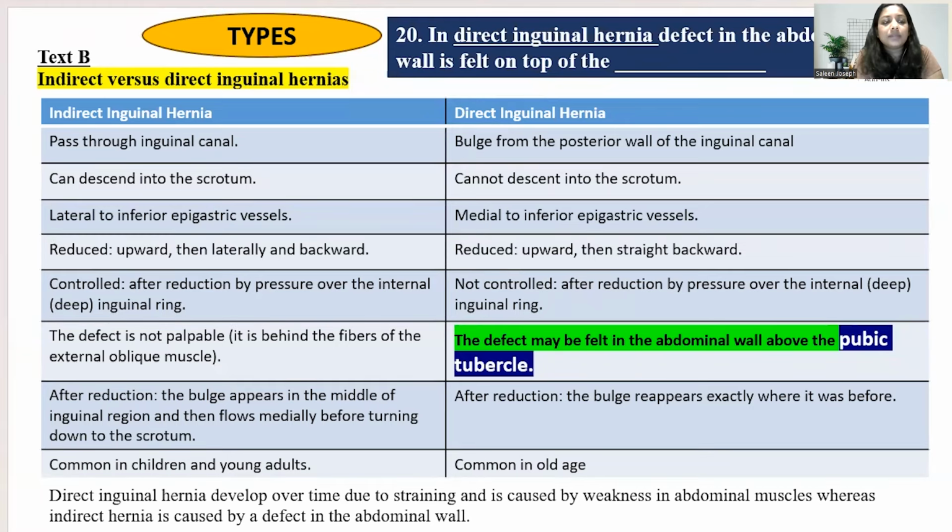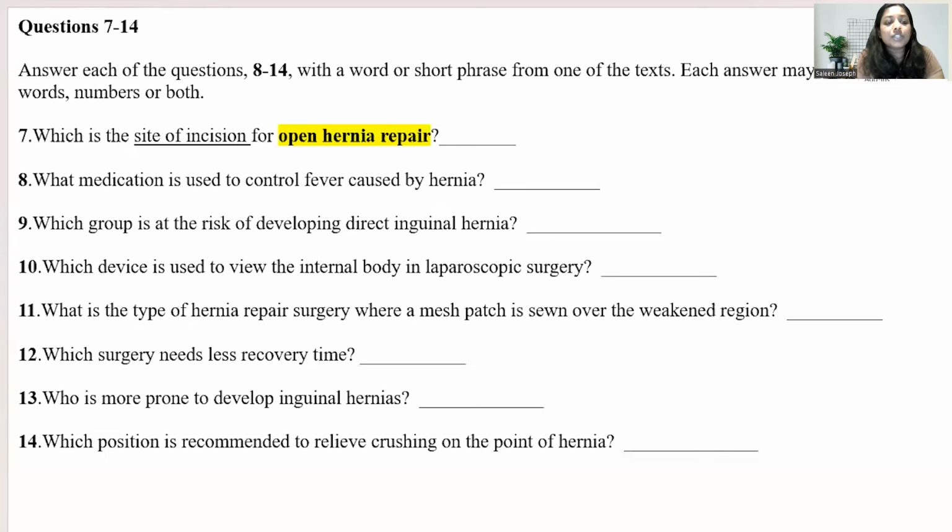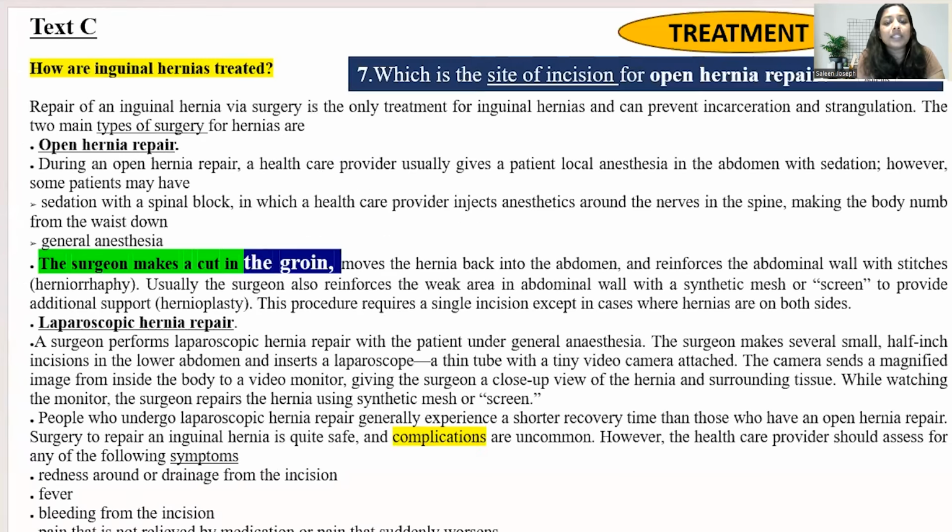Now, 7th question. Which is the site of incision for open hernia repair, right? So, the site of incision where they will insert. The surgeon makes a cut in the groin. So, the answer is the groin. What's your doubt in the 7th question? Okay. I haven't seen the groin, that's why. Oh, okay, fine. It's okay, cool.